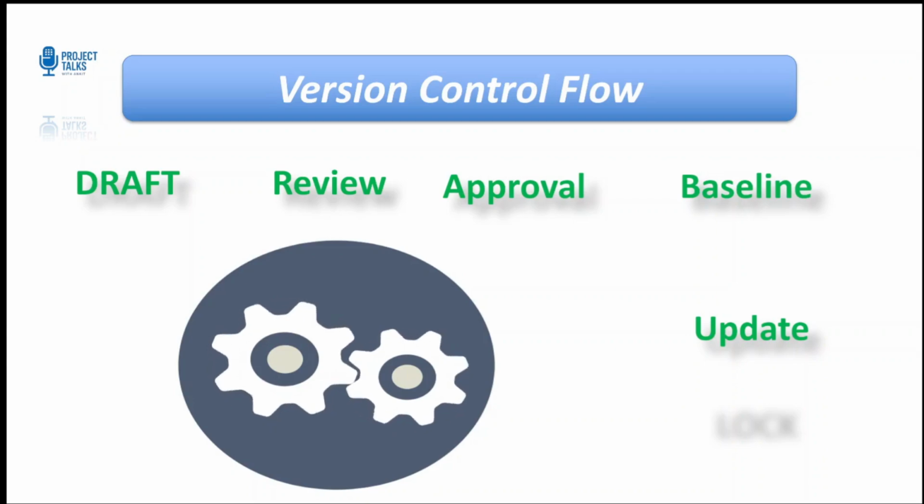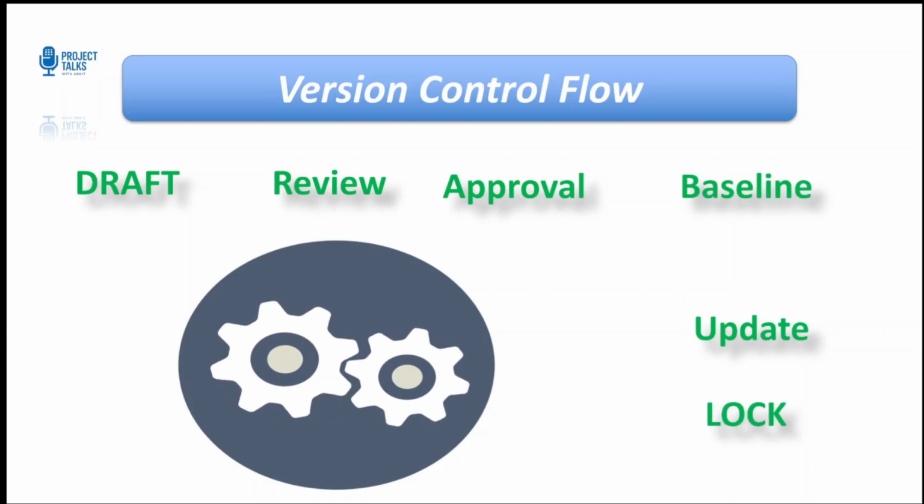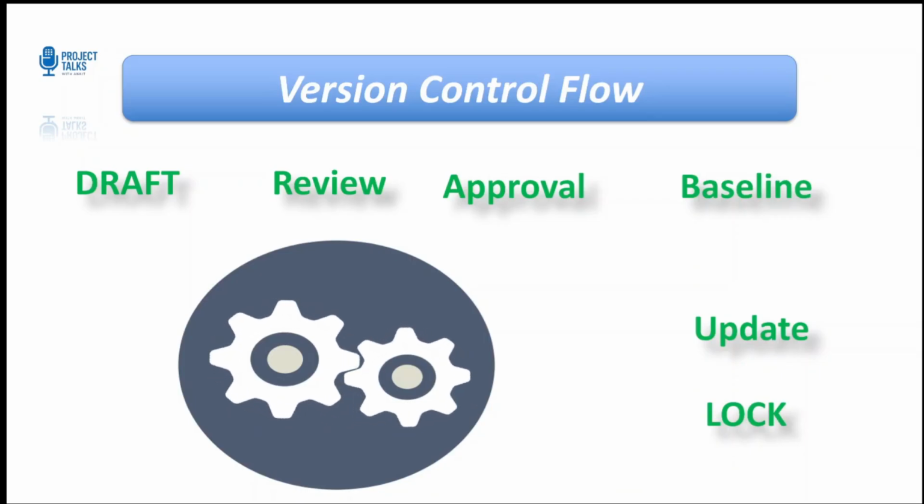Now, once the version is approved, it's time to lock it. Save the approved document as a PDF and label it as approved or baseline version. Why is this very important? Once the version is approved and you're locking it, save the approved document as a PDF, label it as approved or baseline version.